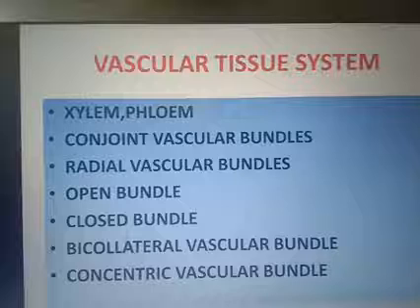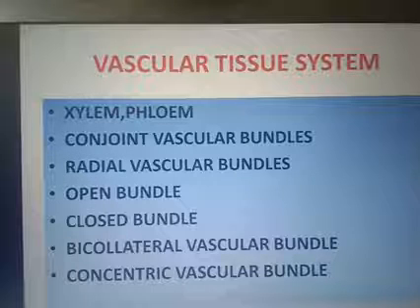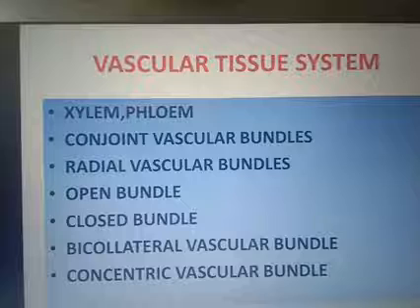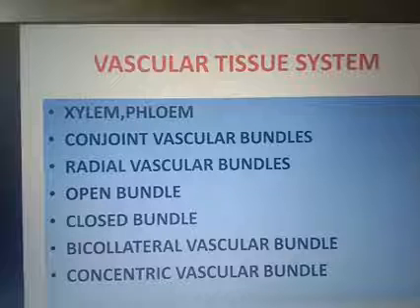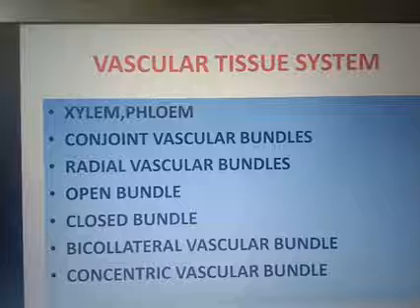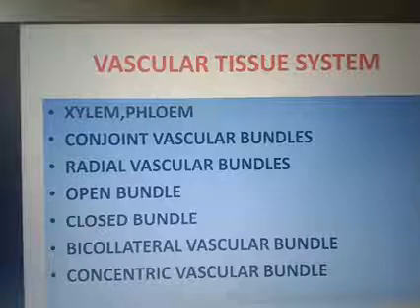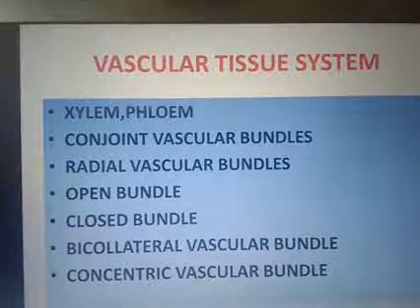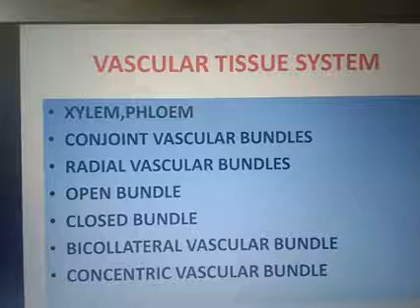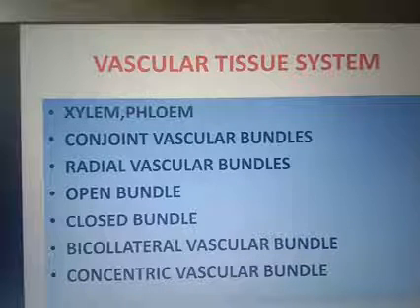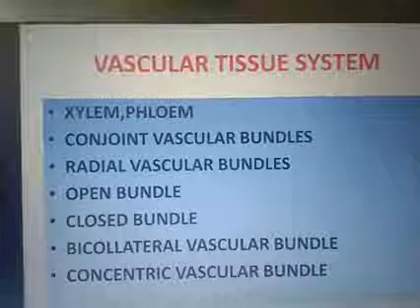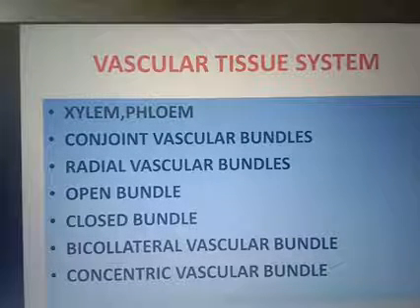We also discussed the conditions exarch and endarch. Based on the position of protoxylem and metaxylem, xylem is of two types, exarch and endarch. Endarch means metaxylem is towards the outside and protoxylem is in the center. This is a stem character. Exarch means protoxylem is towards the outside and metaxylem is inside. This is a root character.